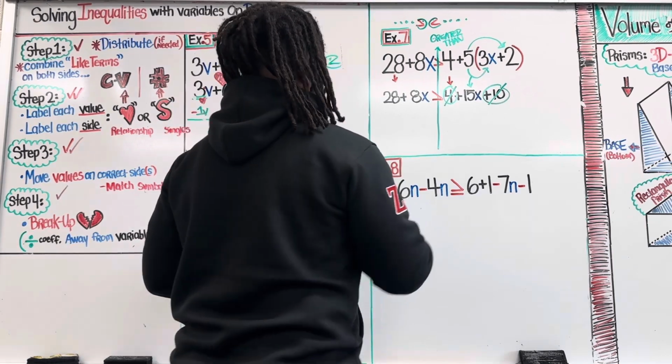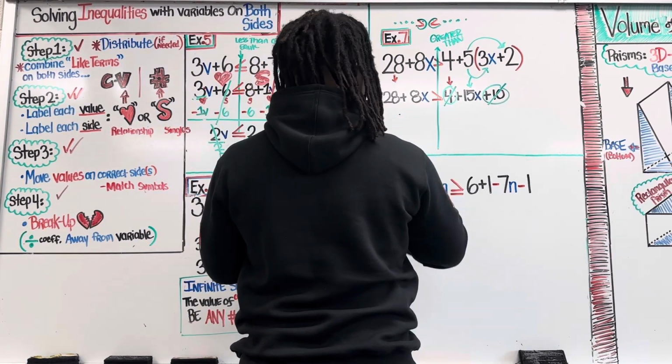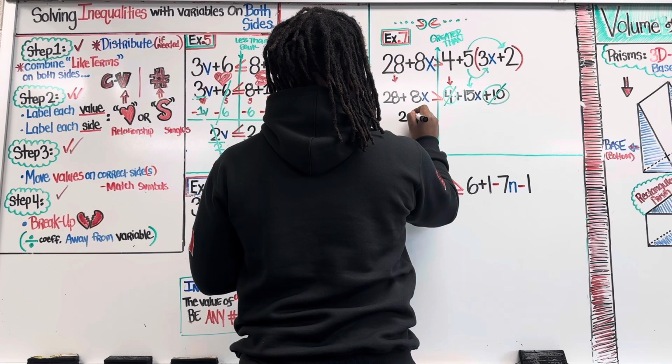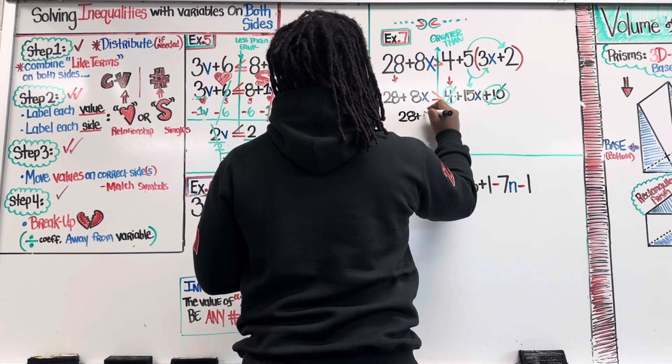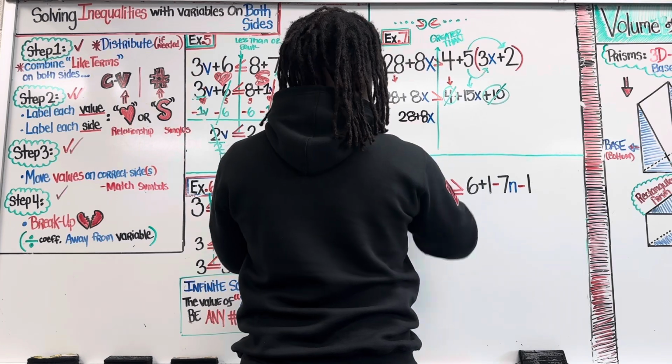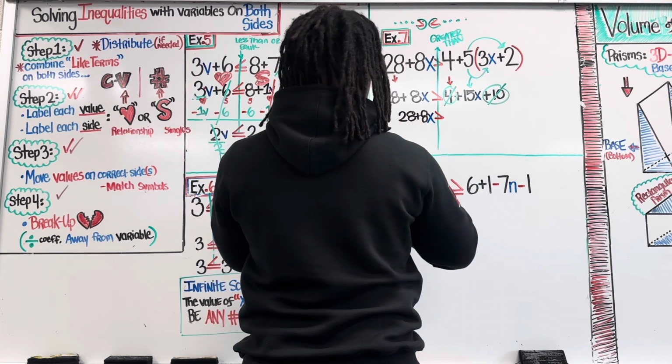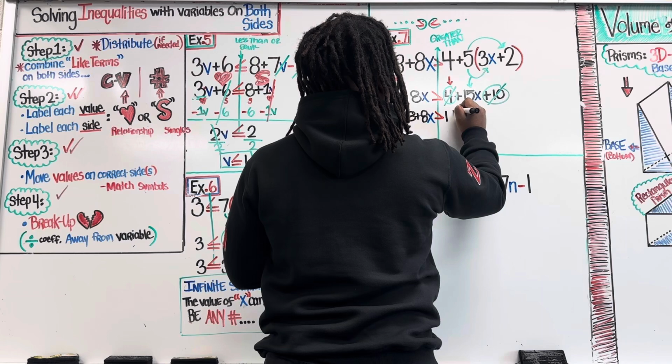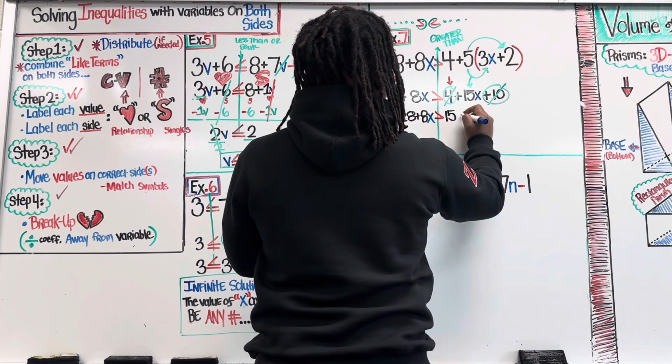So now I'm going to rewrite everything. Now I have 28 plus 8x is still greater than 15x plus 14.